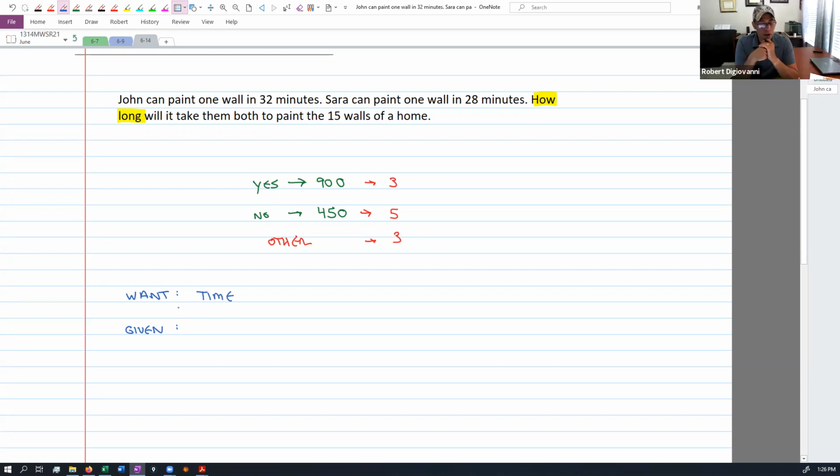Okay, when we're looking at the proportions or ratios that we're given, we're trying to think of how many walls can be painted in a certain amount of time by these 2 individuals. So John can do 1 wall in 32 minutes, right? He can do 1 wall, but it takes him 32 minutes. And Sarah can do 1 wall in 28 minutes. So together, how many walls can they do and how much time does it take them to do it?